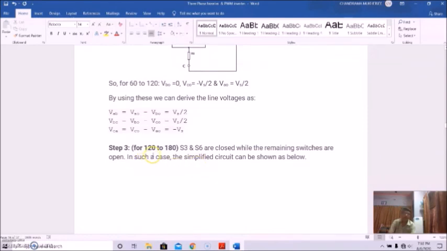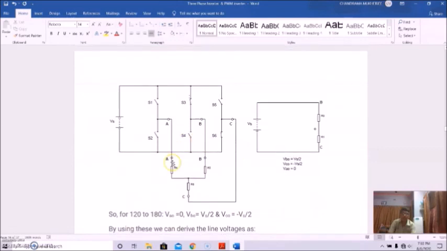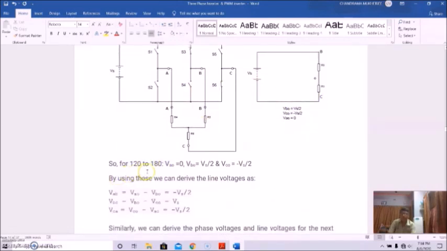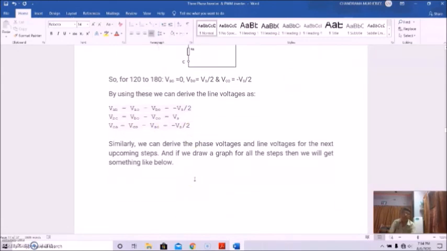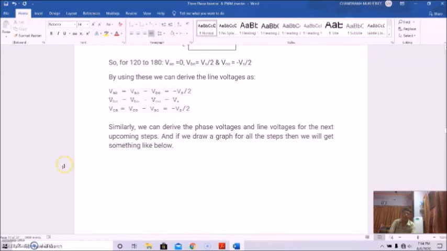For step 3, that is for 120 to 180 degree, S3 and S6 are closed, but the remaining switches are open. In such a case, the simplified circuit can be shown like this. For 120 to 180 degree, VAO equal to 0, VBO equal to Vs by 2, and VCO equal to minus Vs by 2. By using this, we can derive the line voltages as VAB equal to VAO minus VBO equal to minus Vs by 2, VBC equal to VBO minus VCO equal to Vs, and VCA equal to VCO minus VAO equal to minus Vs by 2. Similarly, we can derive the phase voltage and line voltage for the next upcoming steps.